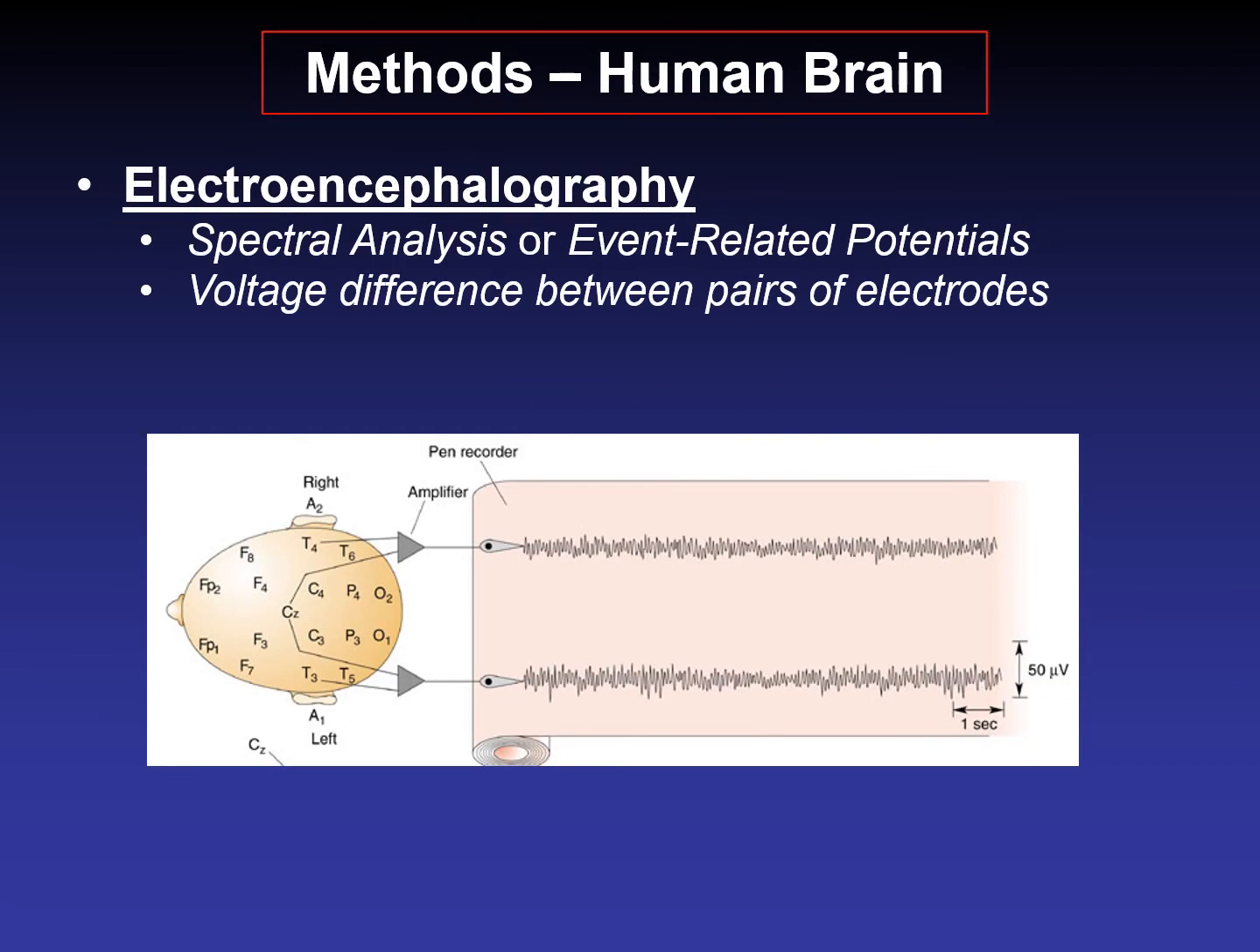Beginning with electroencephalography, you can do several types of analysis. Among them are spectral analysis and event-related potentials. Either way, you're talking about voltage differences between pairs of electrodes. Now, electroencephalography in its raw state gives you very noisy, jaggedy, squiggly lines, as we see here. And the trick with electroencephalography is to turn these noisy lines into interpretable signals.